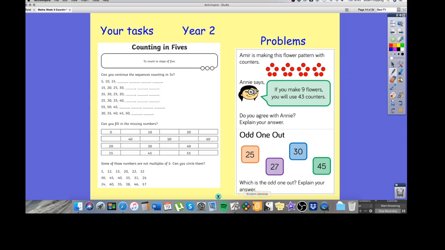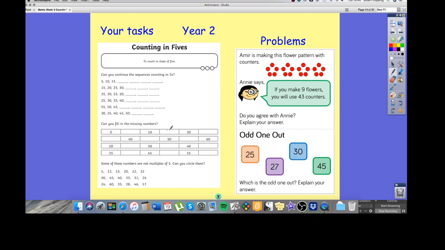You have the same problems in your book, but I want you to start with completing the number tracks. You haven't got numbers to choose from. You've just got 5, 10, 15. Can you do the next 4 numbers? 15, 20, 25, the next 3 numbers, and so on. Keep going all the way. Some of them go backwards, some of them go forwards. You need to look at that carefully, but use your 100 square to help you.